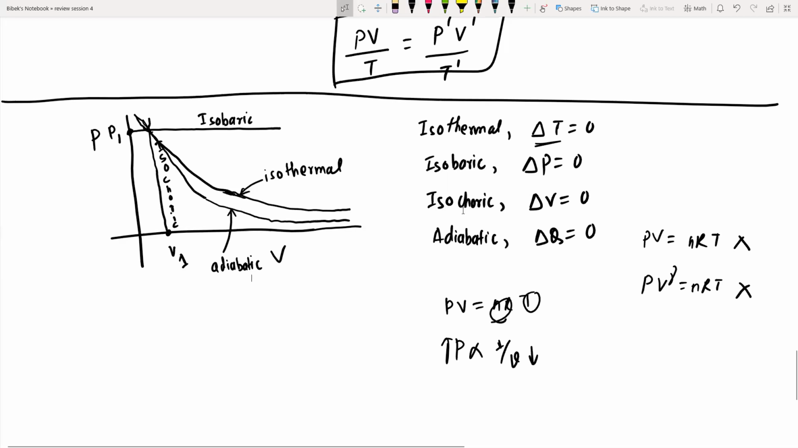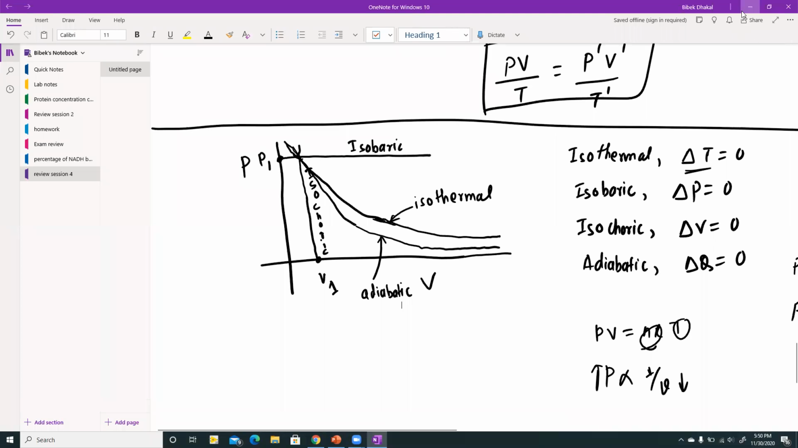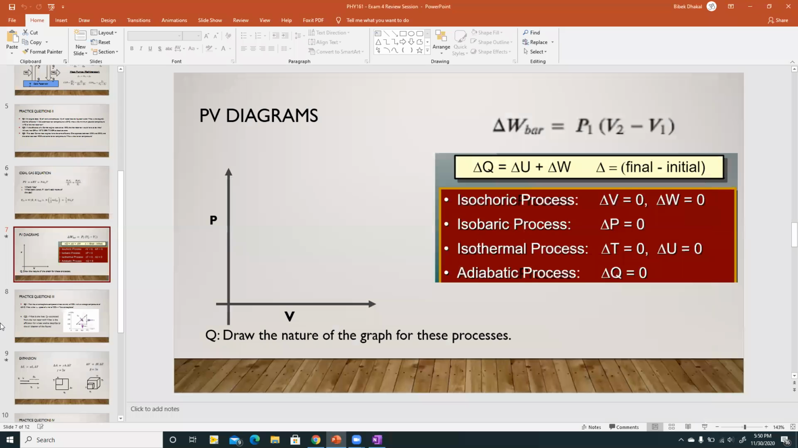Now that we have learned how to draw the PV diagram, I think we're done with the equation. Is there any question?